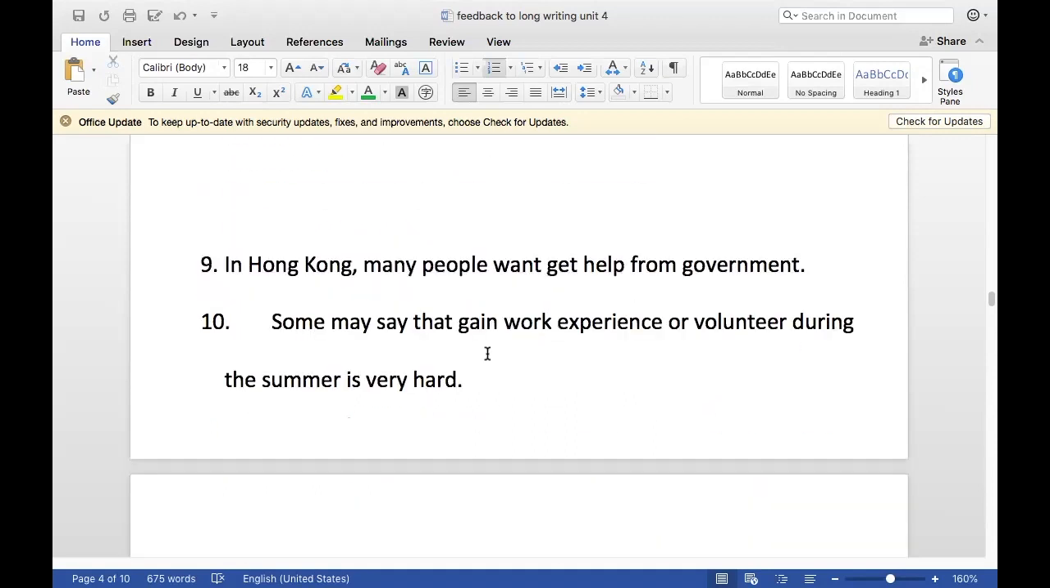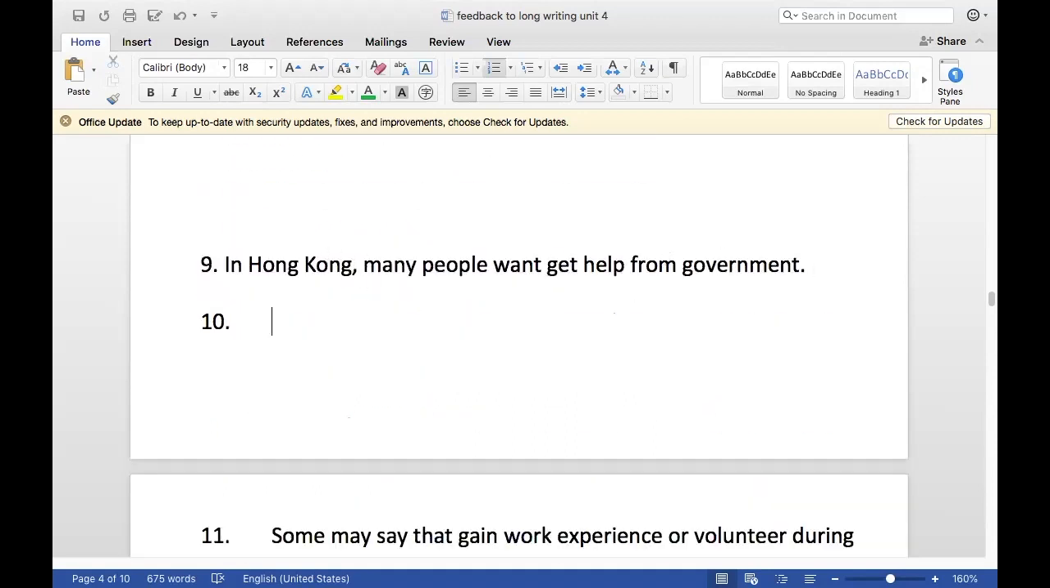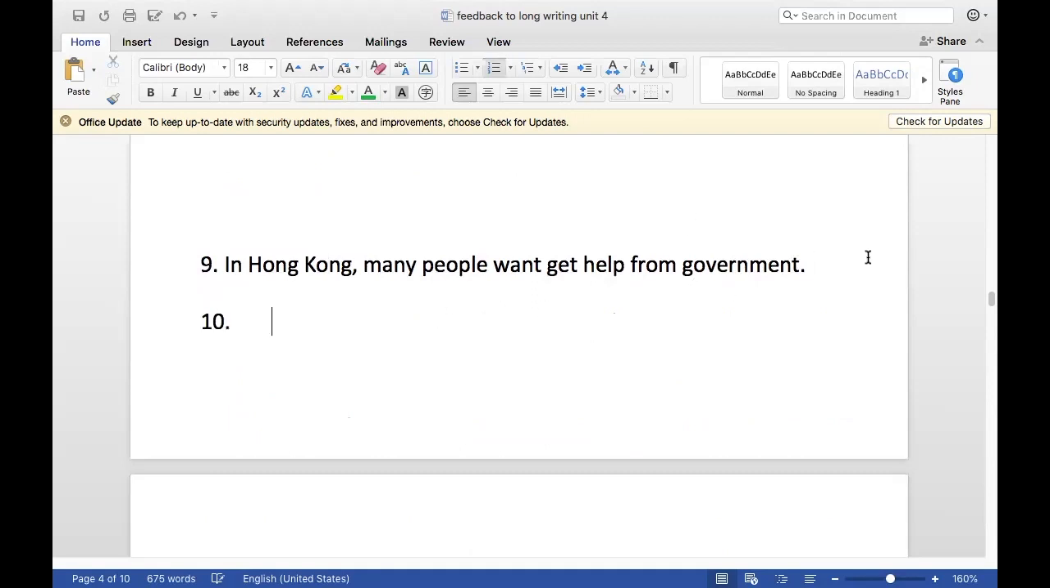Number 9, in Hong Kong, many people want get help from government. Two mistakes here. Many people, no S here, okay? Many people want, they want to, okay? Between two verbs, want and get, you put to, okay? Want to get help from the government, yes.